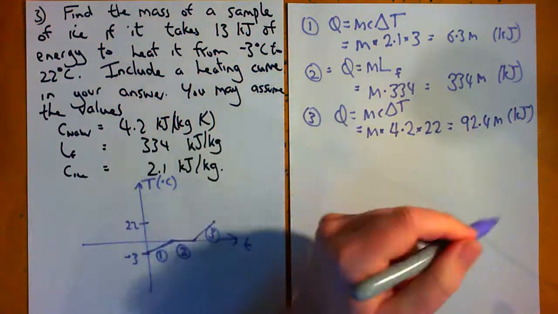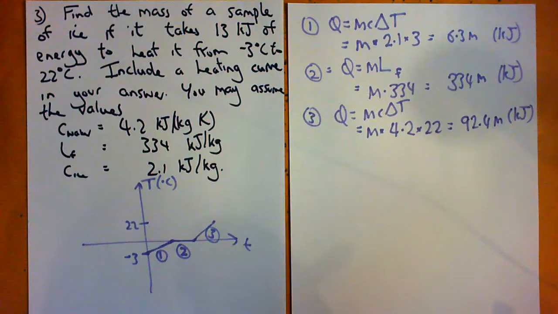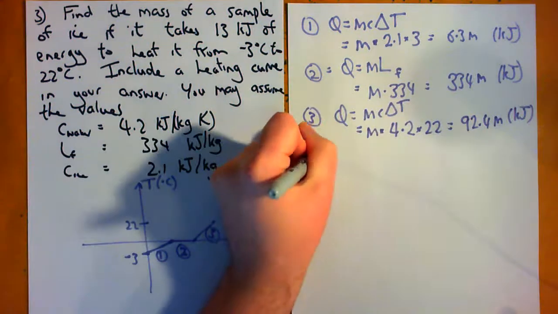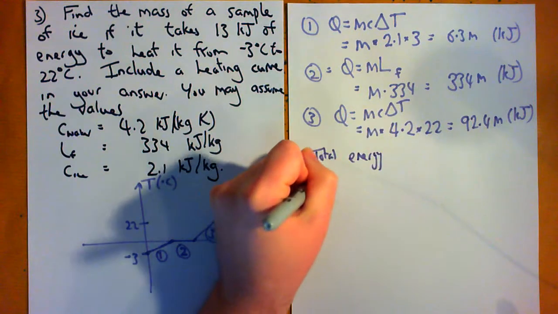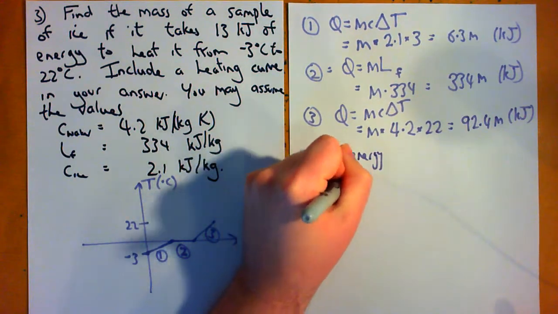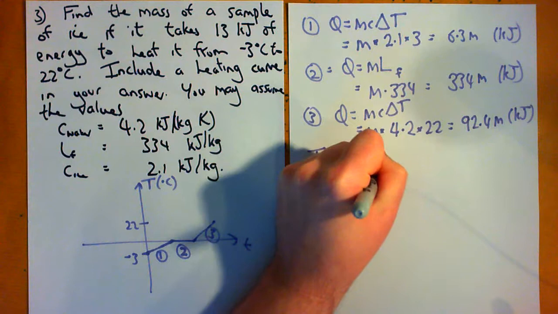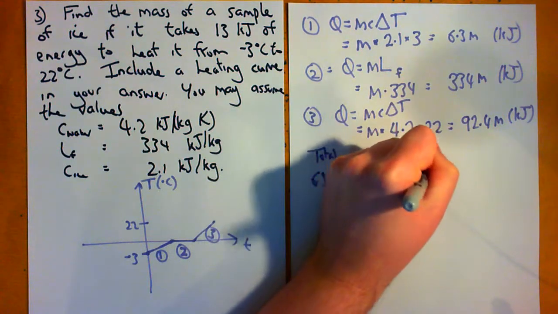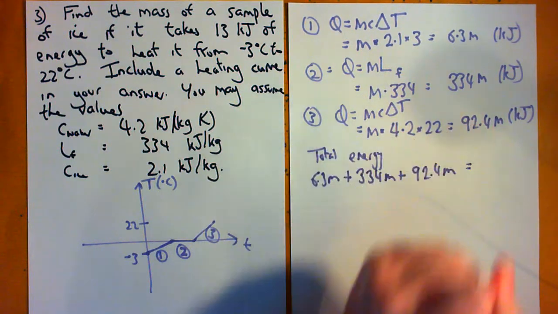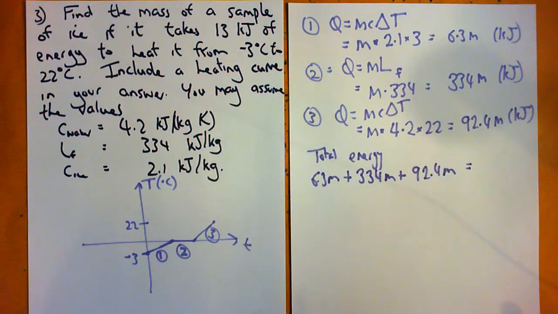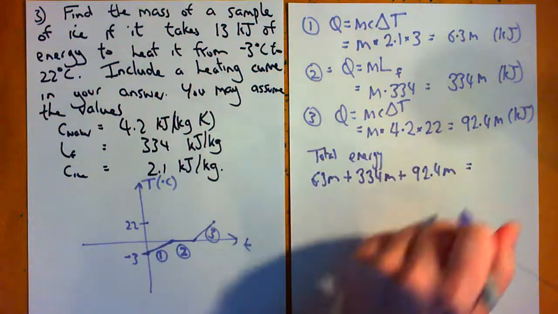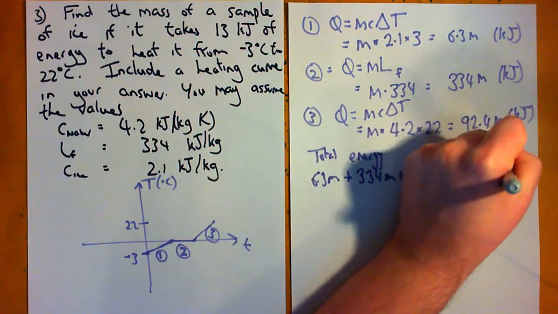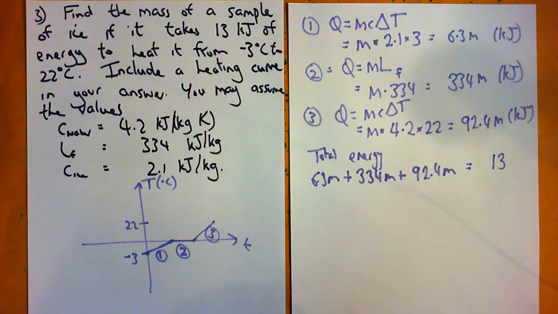So that's what the total energy in the process is used for. The total energy is 6.3 M plus 334 M plus 92.4 M, and we're given the total energy in the process is 13 kilojoules. All of this is in units of kilojoules already, so that's nice. So that must be equal to 13.